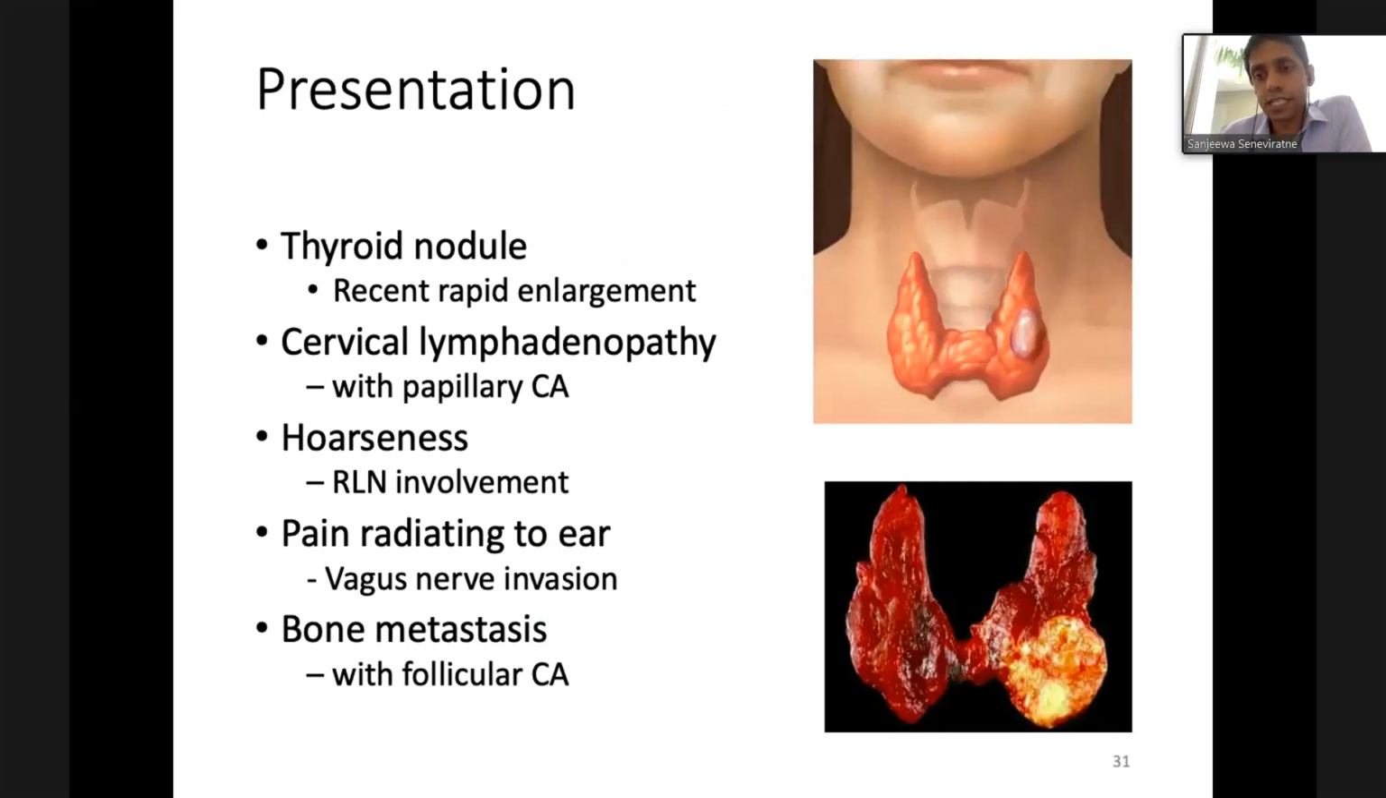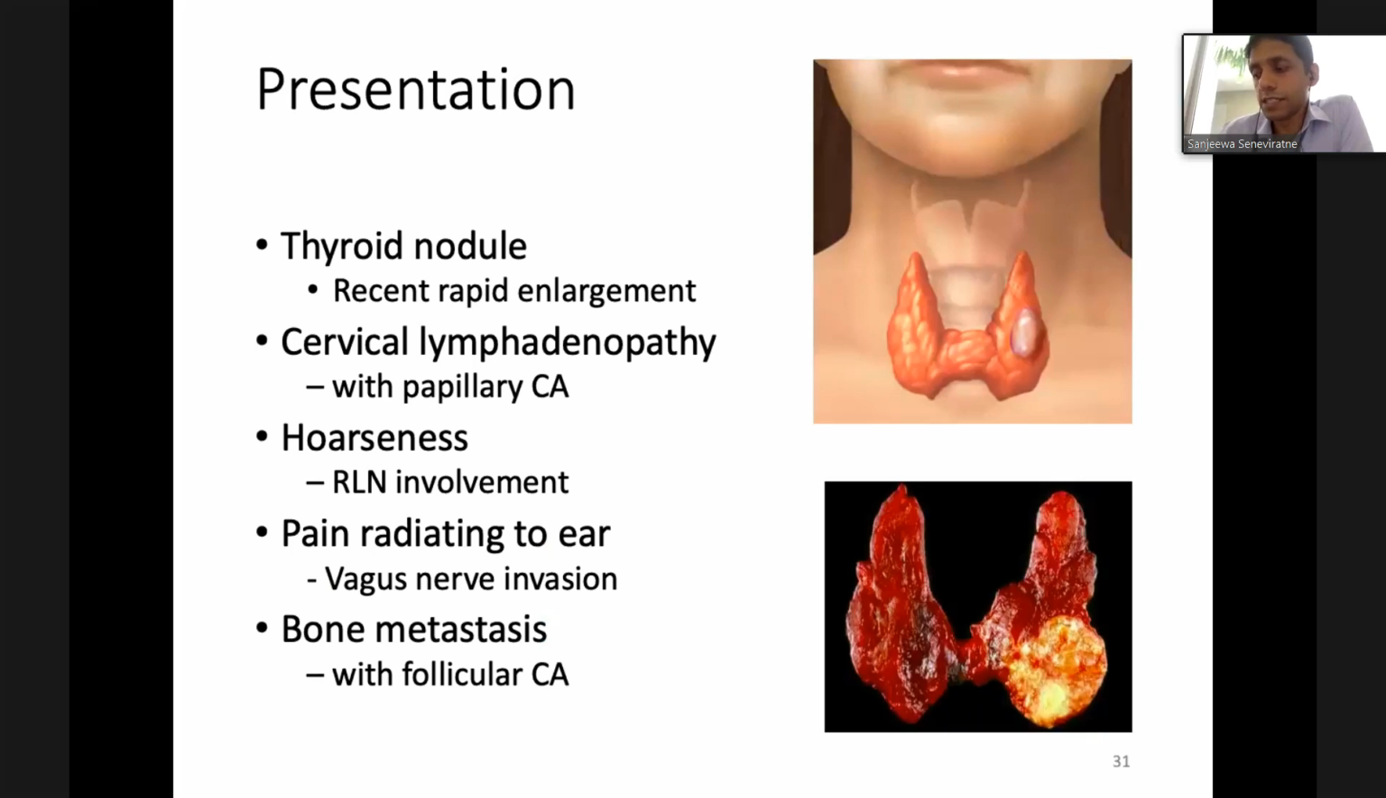So how do they present? The commonest presentation is a nodule in the thyroid, a solitary nodule or recent onset solitary nodule. Sometimes in addition to that, they may present with lateral cervical lymph nodes, especially with papillary carcinoma of the thyroid. Plus a change in voice is a possibility in advanced papillary carcinoma invading the recurrent laryngeal nerve.